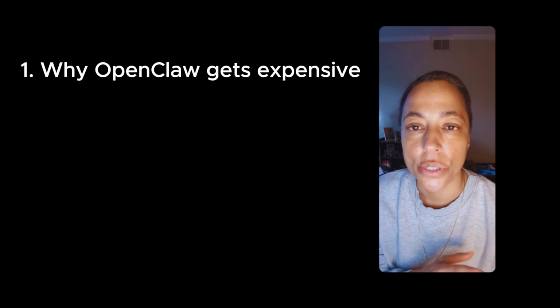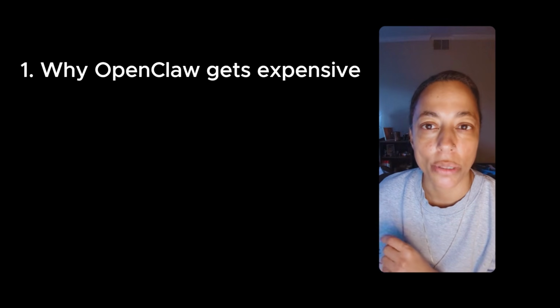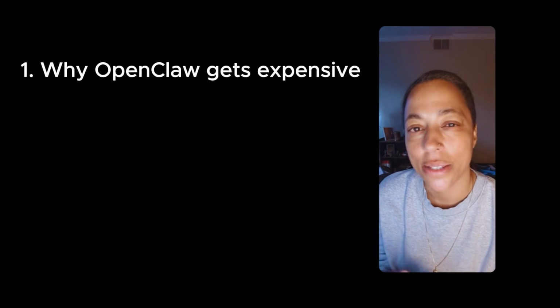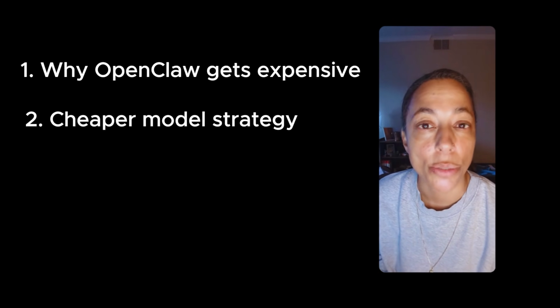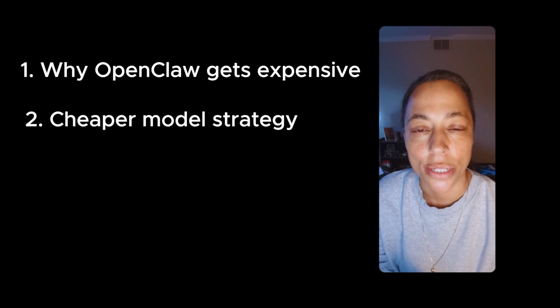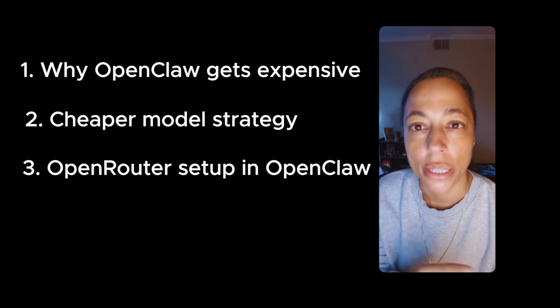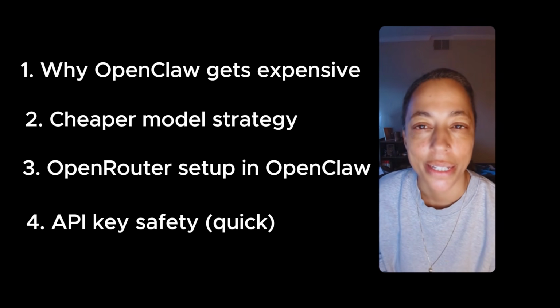So here's what we're doing today. First, I'll explain why OpenClaw can get expensive fast if you choose the wrong default model. Second, I'll show you a simple way to pick cheaper alternatives without losing quality. Third, I'll walk you through connecting OpenClaw to OpenRouter, and at the end, I'll give you a quick API key safety best practices.